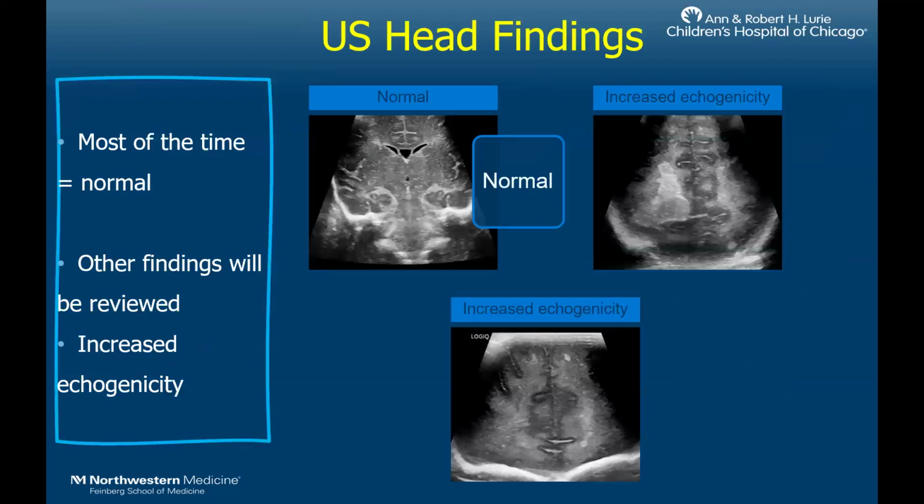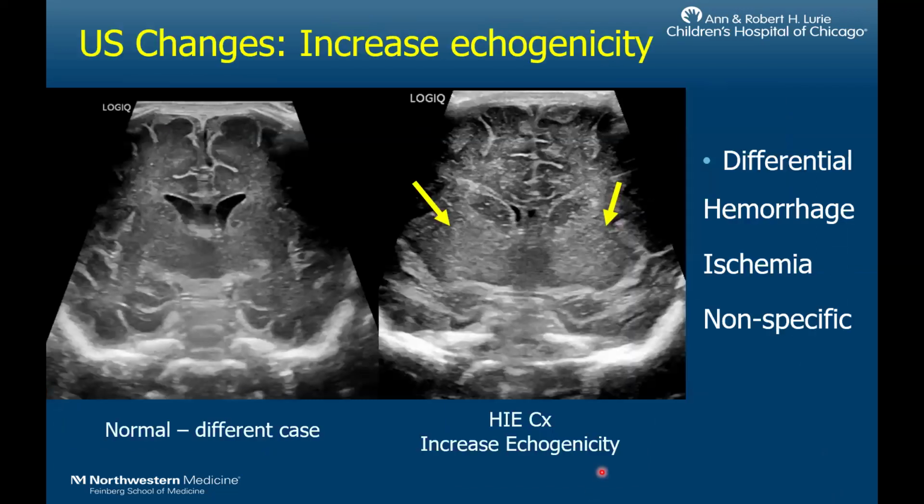So first off, ultrasound head findings. So I'd say most of the time it's normal. It's kind of normal. There's nothing, but you can see other findings, and we'll go through the sort of findings of increased echogenicity, and it has to be pretty extensive, as you can clearly see. Here's some more. So I hope this shows you.